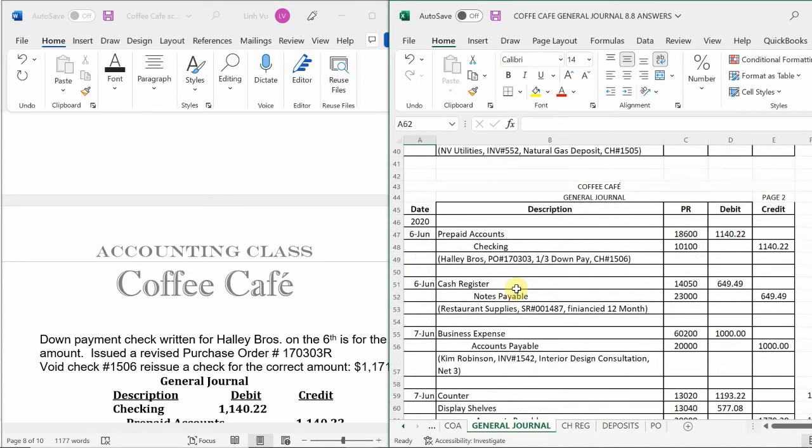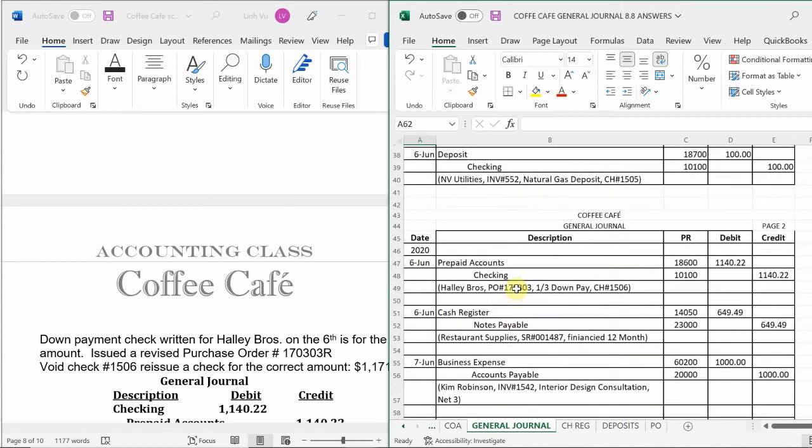So in this case, I'm going to look back in my journal to see what I did. Right, here you go. Top of page 2 here. I got for Hallie Bros, purchase order number 17303, 1/3 down payment, check number 1506. Right? So in this case, where did I put this money? What account did I put it into? Your checking account? That's where you're going to be putting the money back to, but where did I put that down payment? What account did I use to represent the down payment?